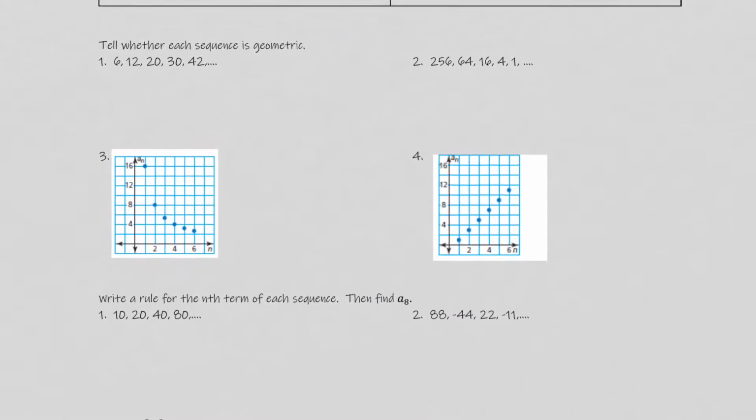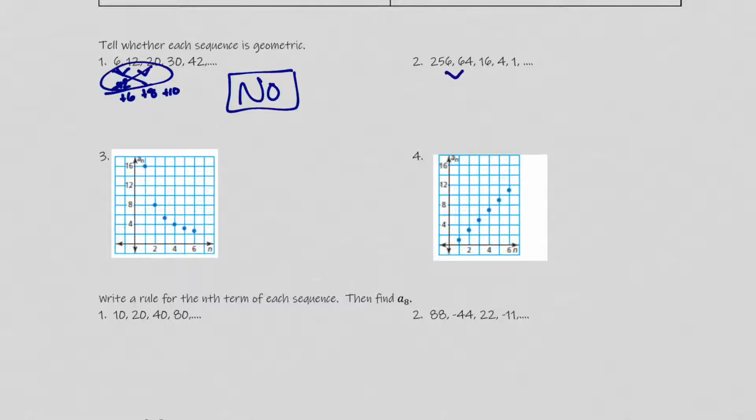So let's determine if each sequence is geometric. Well, I need to figure out what I'm doing to get to each term. If I want to go from 6 to 12, I'm going to multiply by 2. Well, to get from 12 to 20, I can't multiply by 2 because that'd be 24, not 20. So I know that's not going to work, because if I find my sequence, it's plus 6, then plus 8, then plus 10. So it looks to me like this one's more quadratic, which is not exponential. So this is not geometric because the multiplying didn't work.